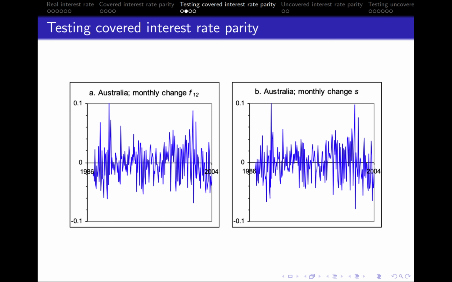Okay, but before we do so, let's just look at the data. Well, first thing we can notice is that changes in forward exchange rates, as well as changes in spot exchange rates, very closely resemble each other. But of course, because they are very volatile, both of them, it's really hard to pinpoint where they are exactly equal to one another. But clearly, we see that they represent a very, very similar pattern.